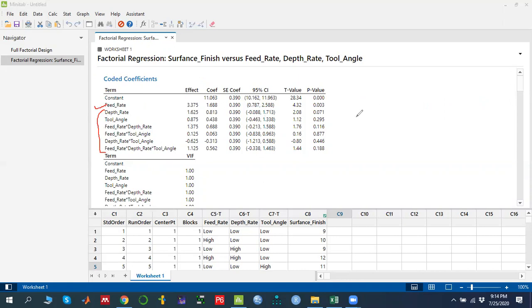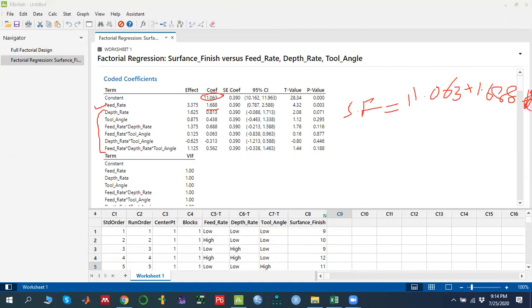So our regression line, where our dependent variable is surface finish, would be equal to the constant value, which is 11.063, plus the coefficient of the feed rate, 1.688 times feed rate.